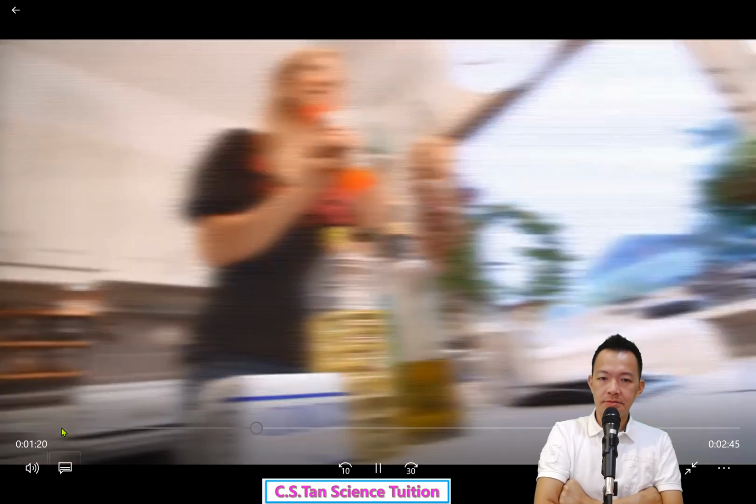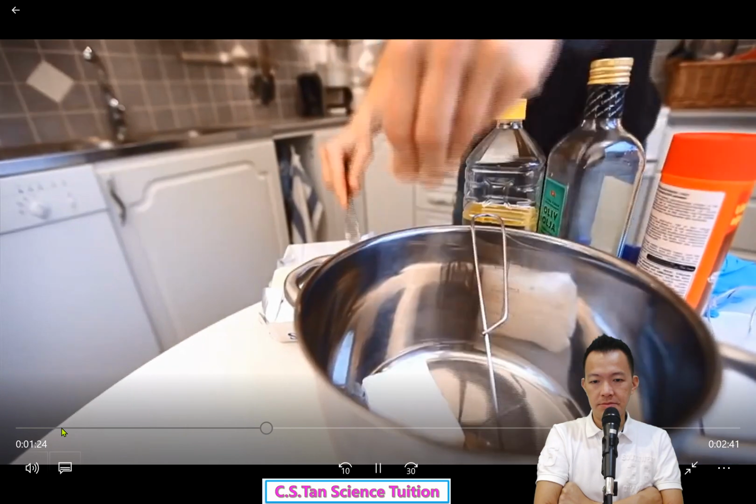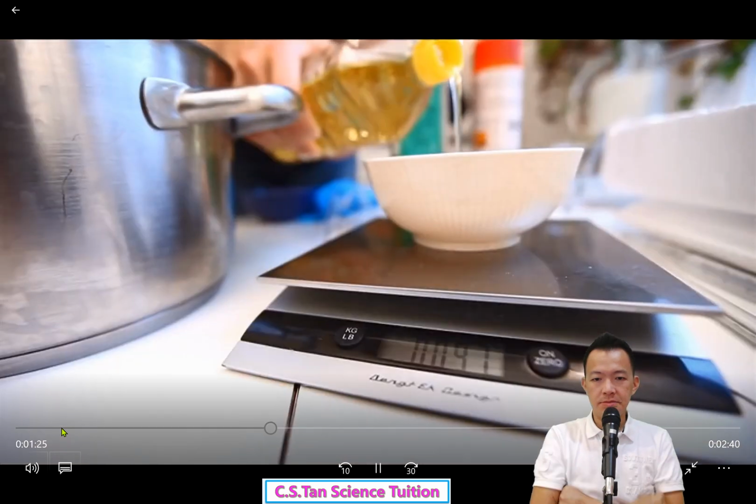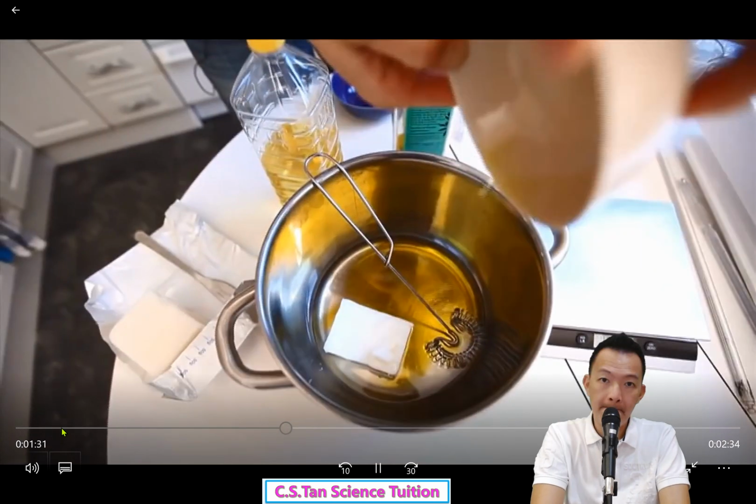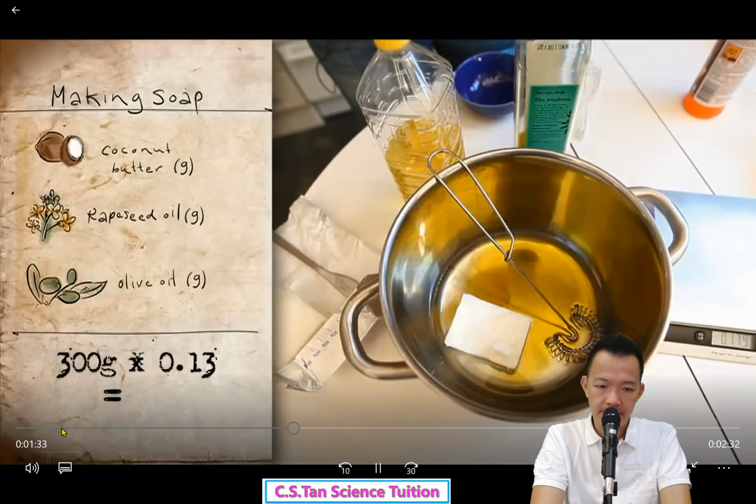We will use 100 grams of coconut butter, 100 grams of rapeseed oil, and 100 grams of olive oil. And now we can calculate how much sodium hydroxide we will need.